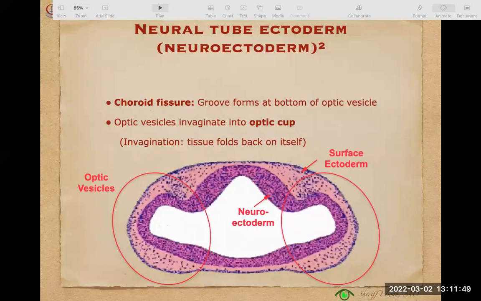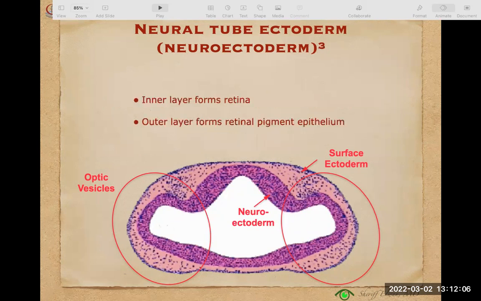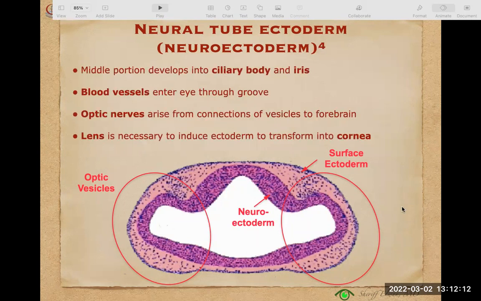On the lower side, there is a choroidal fissure, which is a groove at the bottom of the optic vesicle. As I said, the optic vesicles invaginate to form the optic cup, where the tissue falls back on itself. The inner layer forms the retina, and the outer layer forms the retinal pigment epithelium. The middle portion of the optic vesicles develops into the ciliary body and iris, and the blood vessels, which are mesodermal in origin, in a second wave enter the eye through the optic groove.